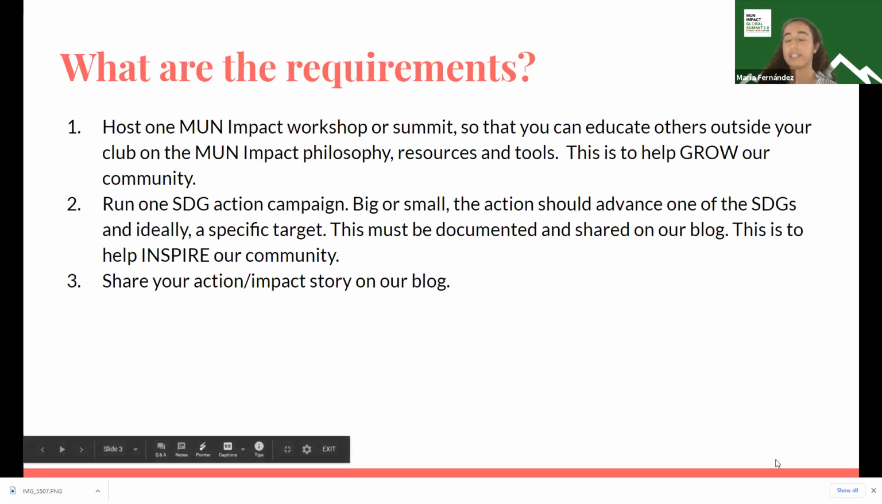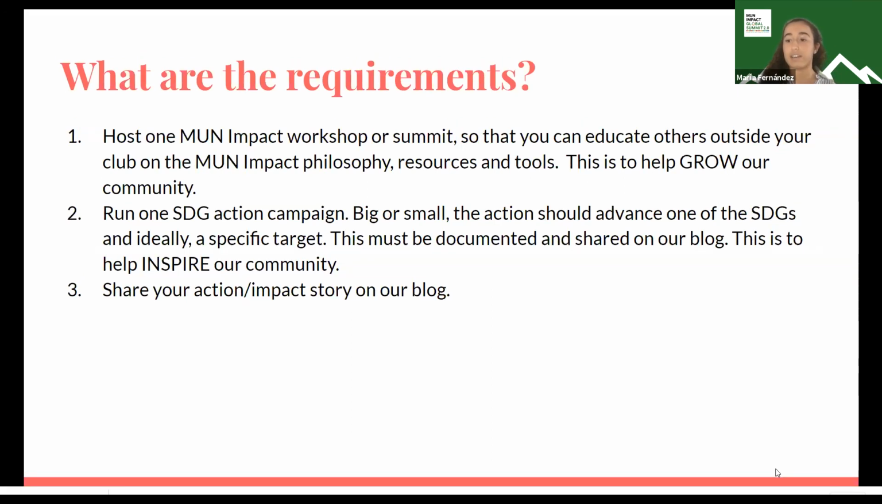So your action campaign can be a beach cleanup. And the third requirement is sharing your story, sharing what you have done for that SDG. For that, you need to share with MUN Impact a blog post about what you've done, how you have done it, and also the results that activity has had.